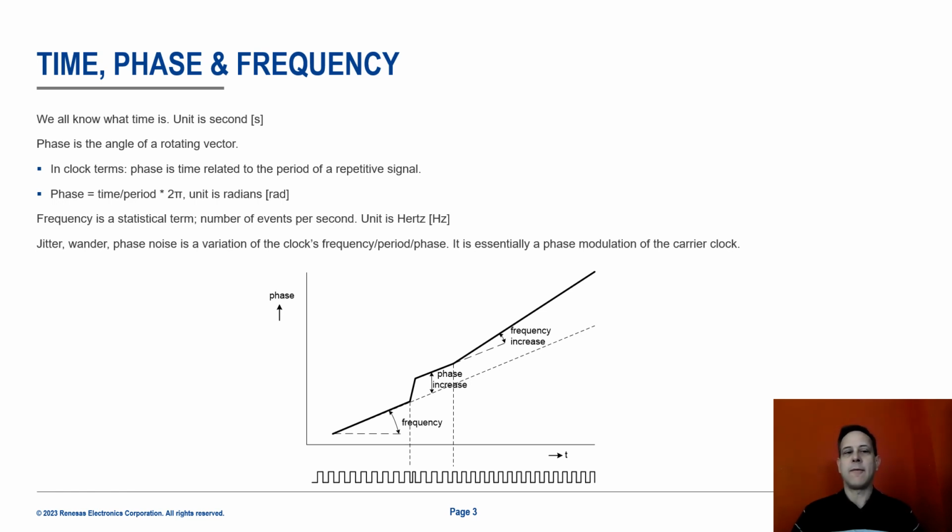Jitter, wander, and phase noise, which you'll hear more about in other tutorials, is a variation of the clock's frequency, period or phase, and it essentially is a phase modulation of a carrier clock.